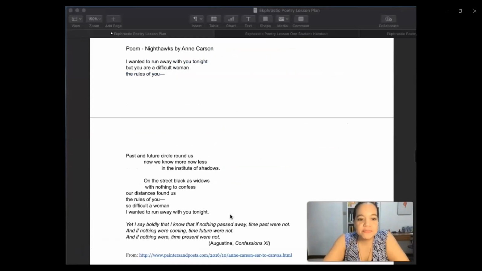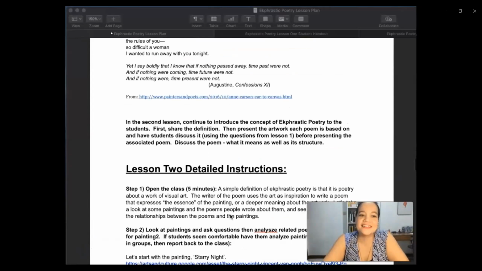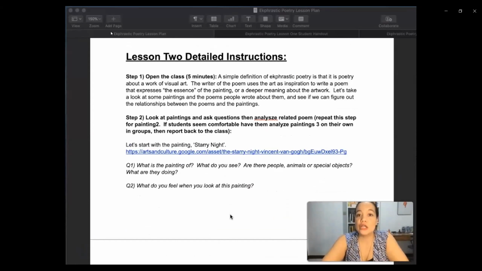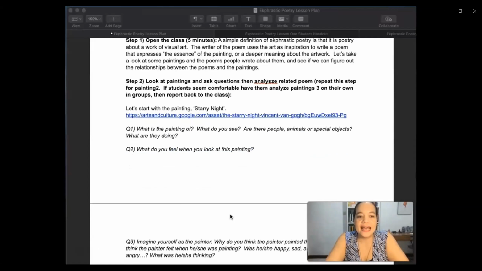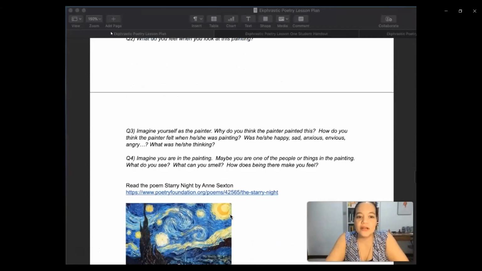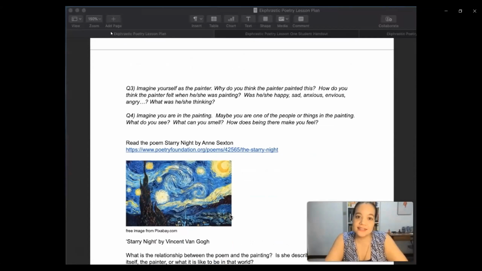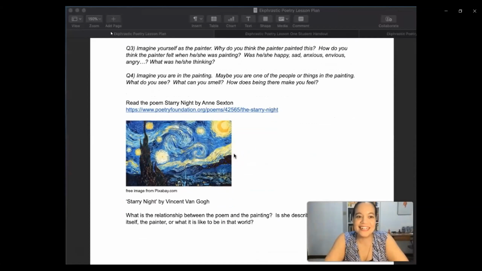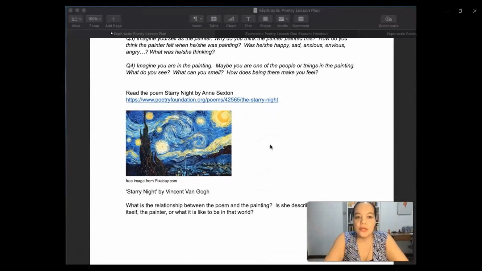All right, so the first painting and poem is Starry Night. Okay, so you will start by looking at the painting itself and having a discussion about it like you did in lesson 1. Okay, and the second part will be to read the poem that is written about the painting. So we can see here a smaller version of Starry Night. I'm sure you're all familiar with this painting by Vincent van Gogh. The link to the poem is here in the handout as well.